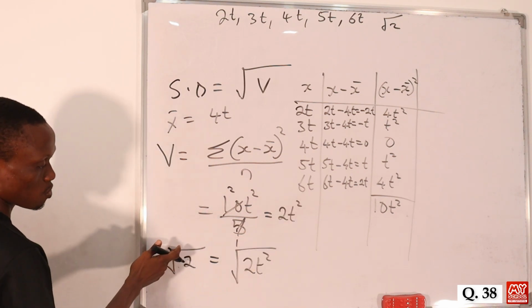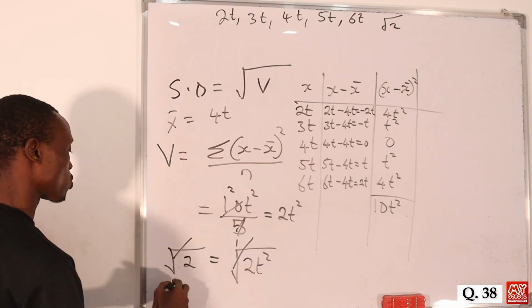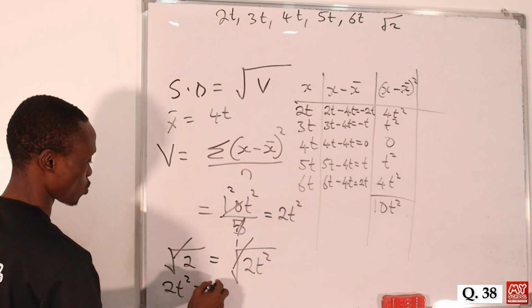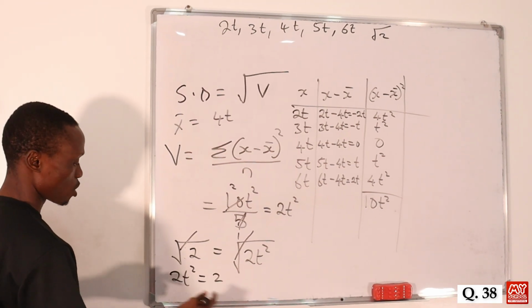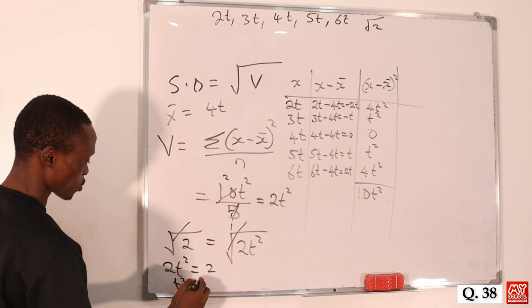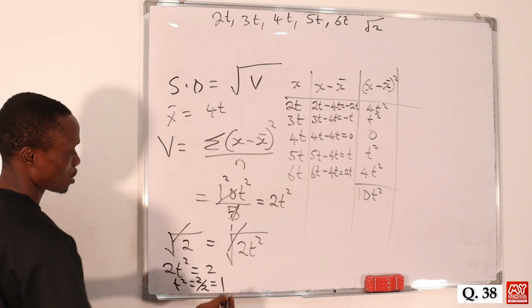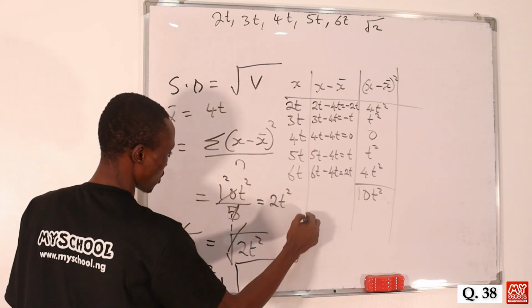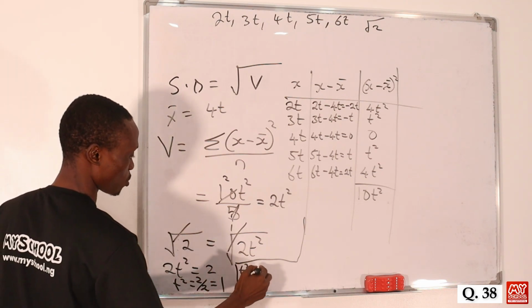So since we have a square root here, and we have a square root here, they can cancel out. So that we'll now be having 2t squared is equal to 2. But we are looking for t, so we just divide both sides by 2. So that t squared is equal to 2 divided by 2, which is equal to 1. Okay, but remember we are asked to calculate for t and not t squared, but we have t squared equal to 1.